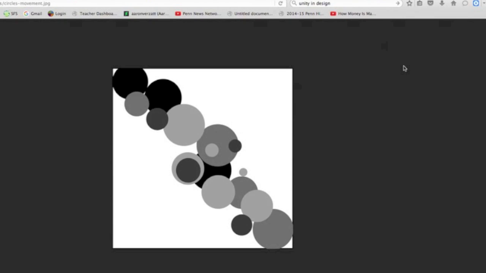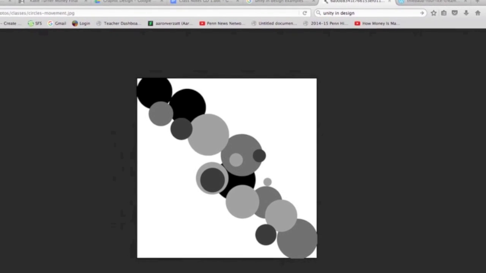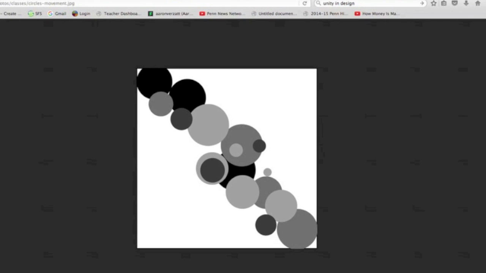All right. What's the unity here? They are all circles. They share the same common shape. One more time. Yep, they're on the same axes. They generally flow in one direction. Yippers. How is their variety? Different shapes. Yes, shape, size, value. Good. You guys are getting this.